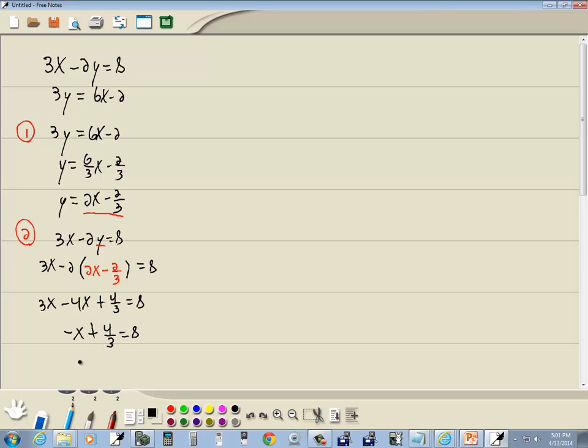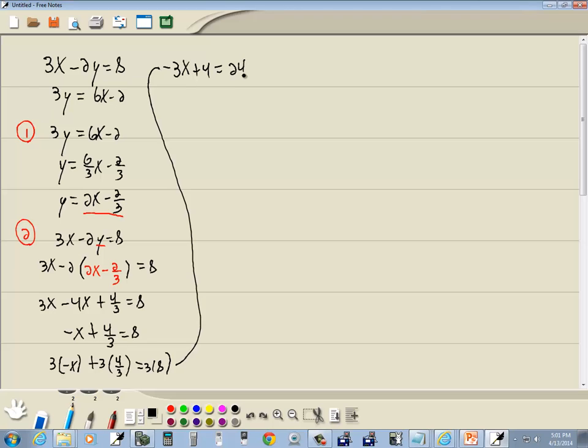Get rid of fractions. Multiply everything by the LCM of all your denominators. So multiply everything by 3. 3 times negative x plus 3 times 4/3 equals 3 times 8. 3 times negative x is negative 3x. Here these 3's cancel, and we got 4. And 3 times 8 gives us 24.